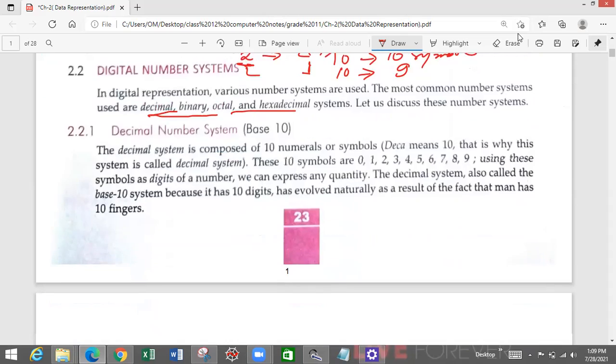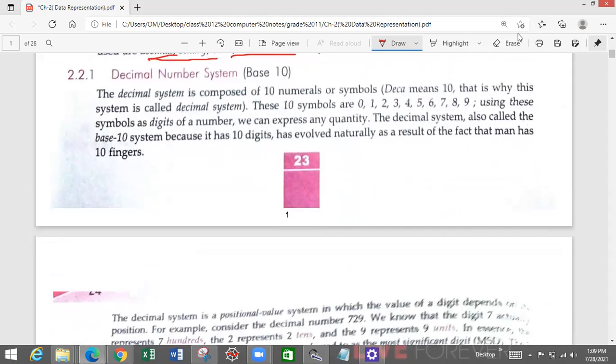So let us first discuss the decimal number system. The decimal number system is composed of 10 numerals or 10 symbols from 0 to 9: 0, 1, 2, 3, 4, 5, 6, 7, 8, and 9. Using these symbols, you make the numbers, or we express any quantity. This decimal number system is called a base 10 system because it has 10 digits.